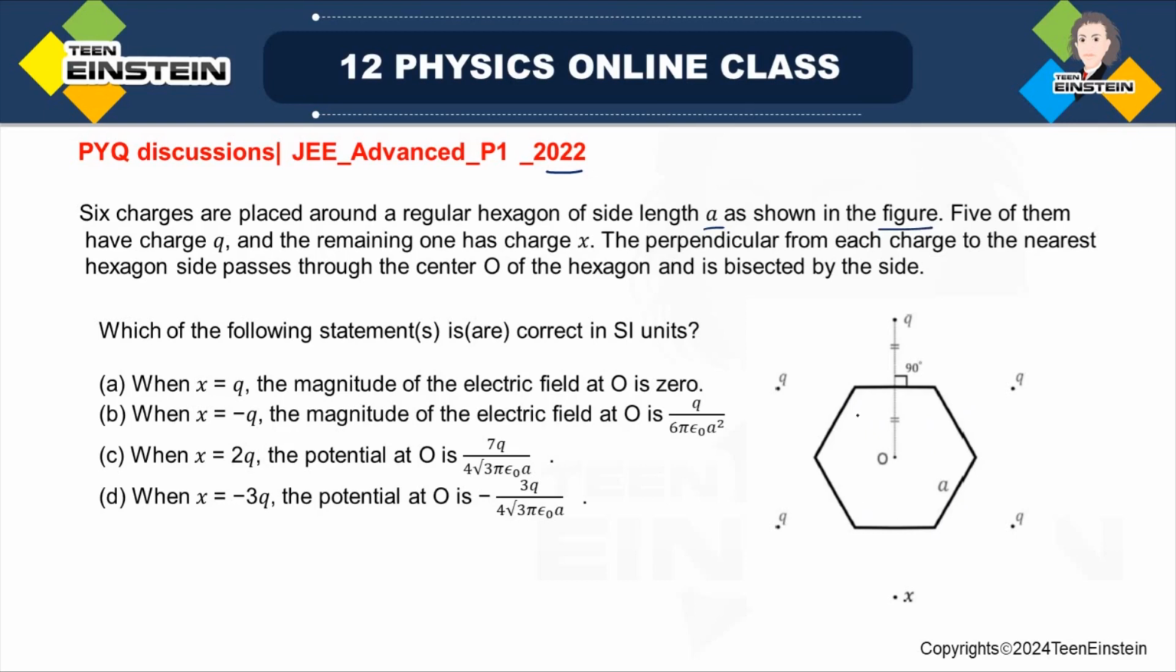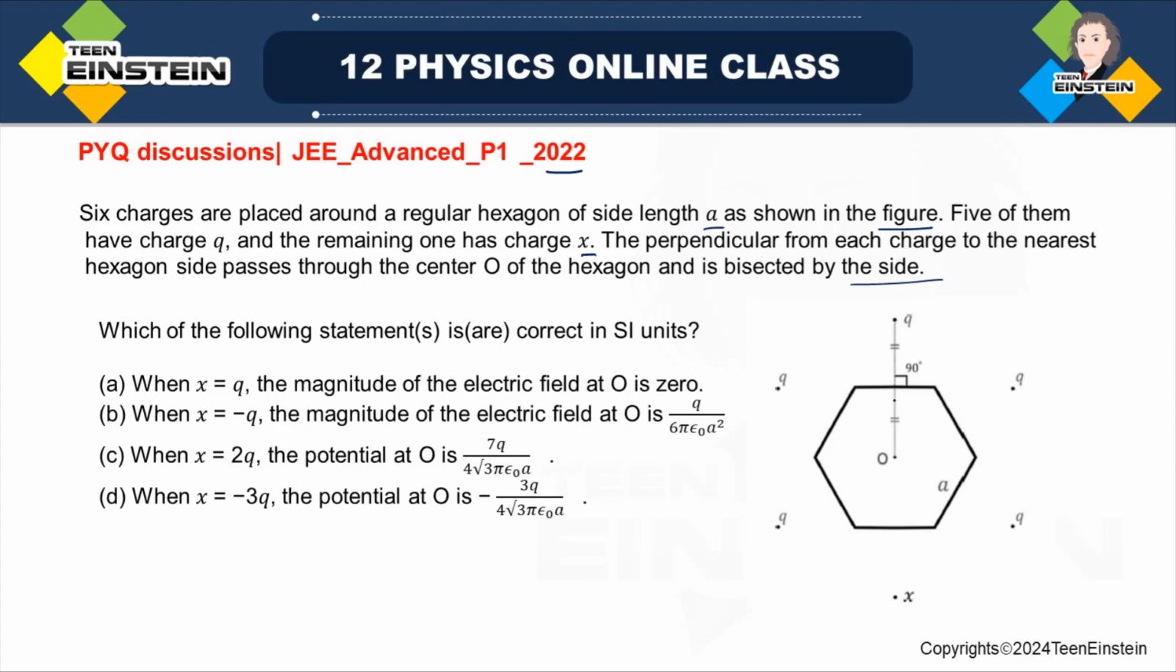So this is a regular hexagon of side A and the charges are placed around the hexagon. 5 of them have charge Q and the remaining one has charge X. The perpendicular from each charge to the nearest hexagon side passes through the center of the hexagon, that is O, and is bisected by the side.